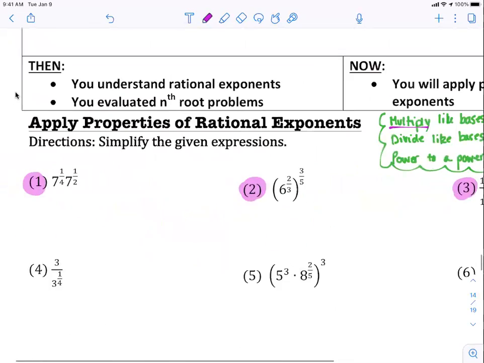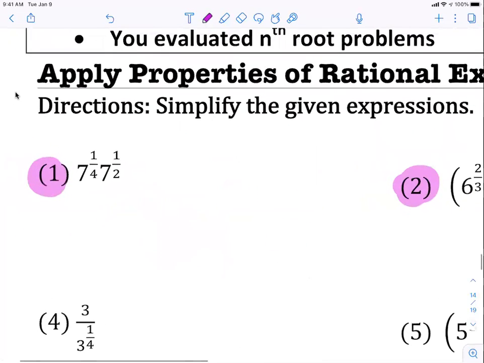For example, if you look at example number one here, yes, they're rational exponents, but they still follow all the normal rules of exponent properties. When you have like bases raised to their individual powers and you're multiplying them, we keep the base the same and simply add the exponents. So when I take 1/4 plus 1/2, we get 3/4. That 3/4 becomes my exponent, and we are simplified.